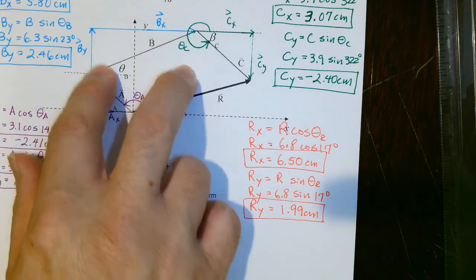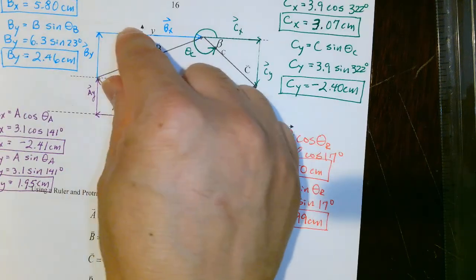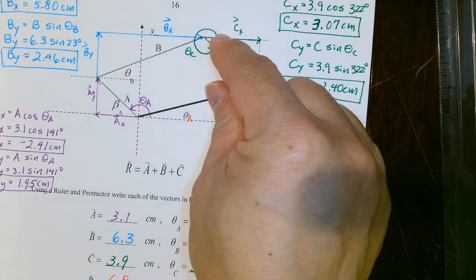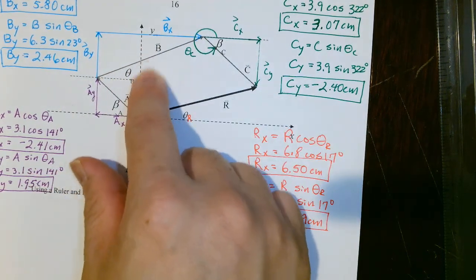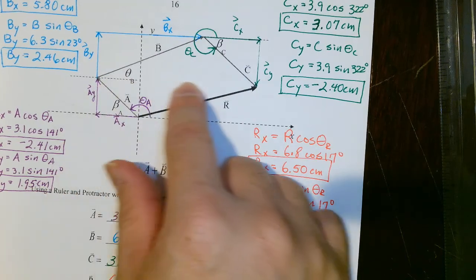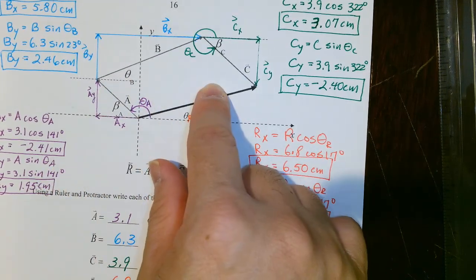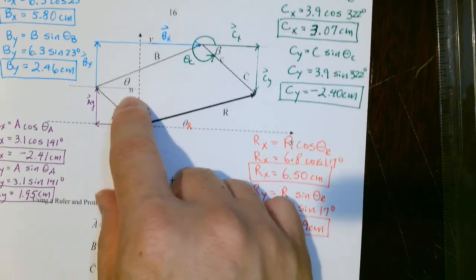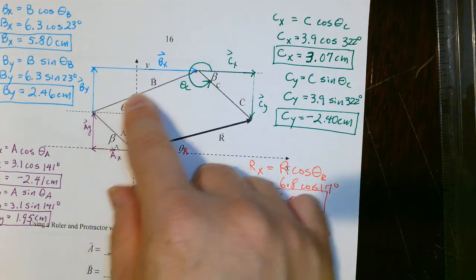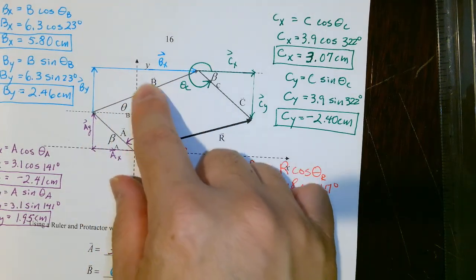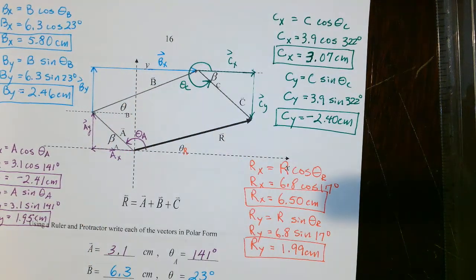So if I drew that down here, the BX here, and then drew the BY here, it'd be the same thing. So the BX is adjacent to my angle here, theta B. So it is 6.3 times cosine of this angle, 23 degrees.